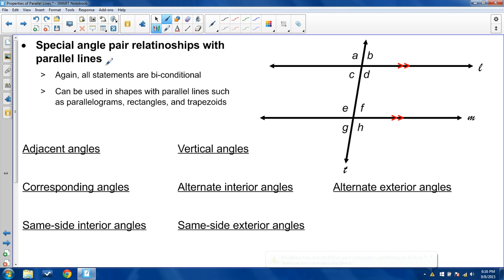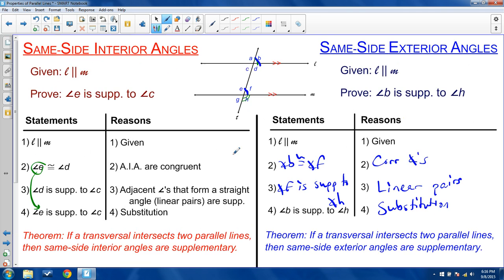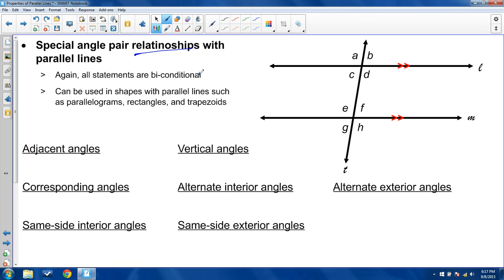Okay, so now that we've had that all up, let's go ahead. I spelled relationships wrong. You can look at that. Let's go ahead and, all statements are biconditional. So if I just quickly go back to one of these, what if I said if a transversal cuts through two lines and same side exterior angles are supplementary, then those lines are parallel, right? That's the biconditional statement. You could go back and prove that the lines are parallel using kind of a backwards approach here if this was given the other way around. Anyway, so they're all biconditional.